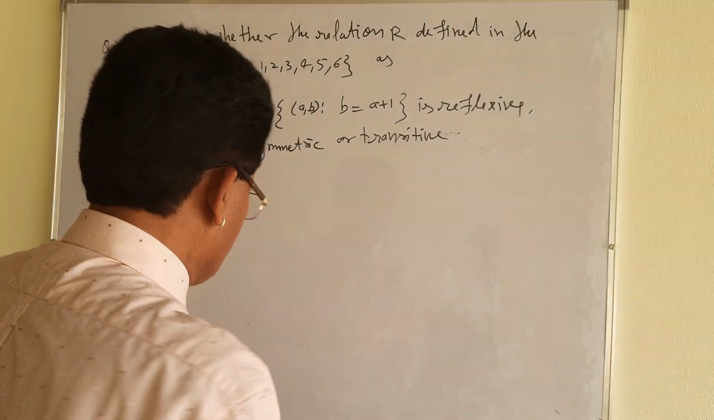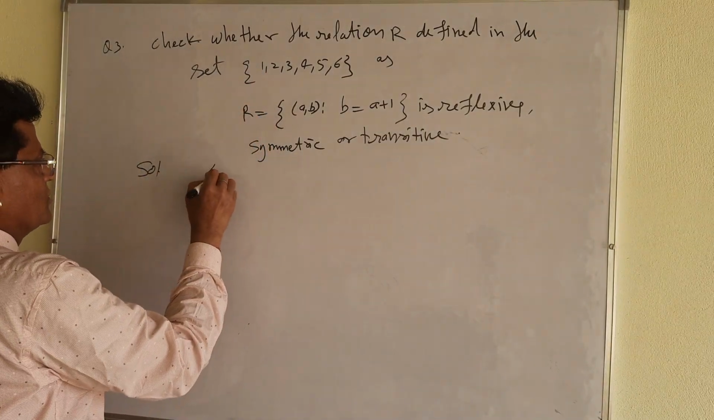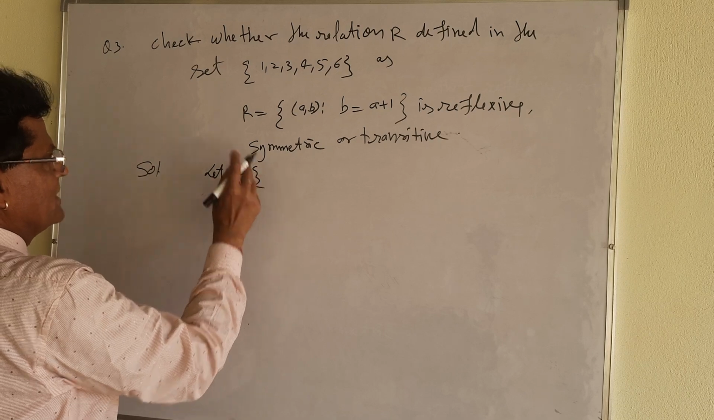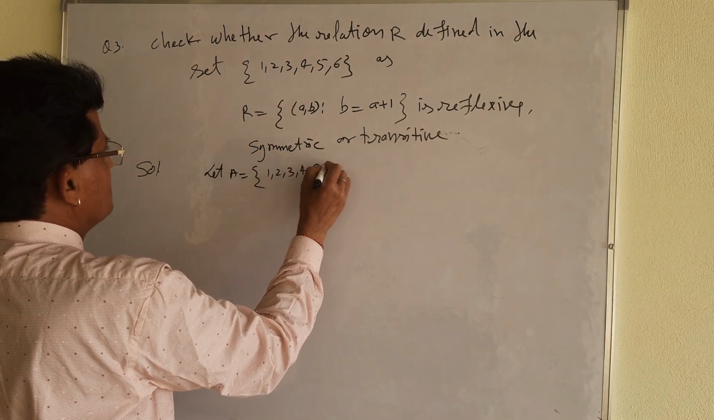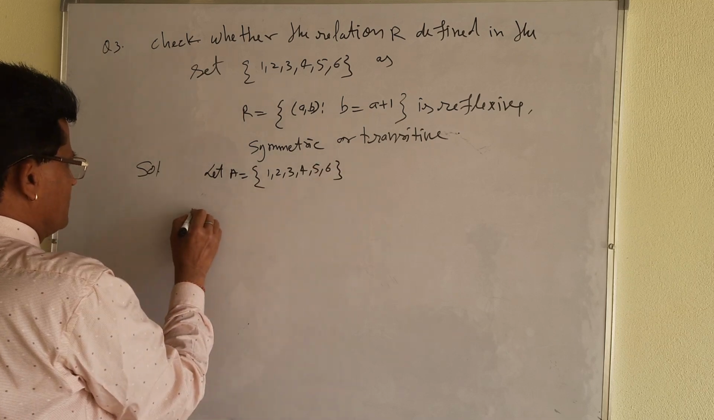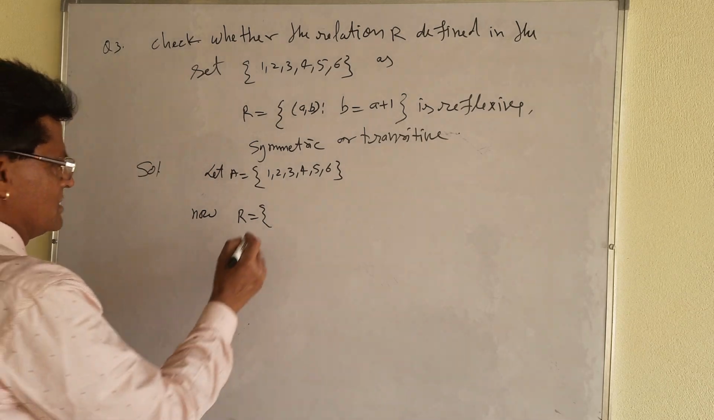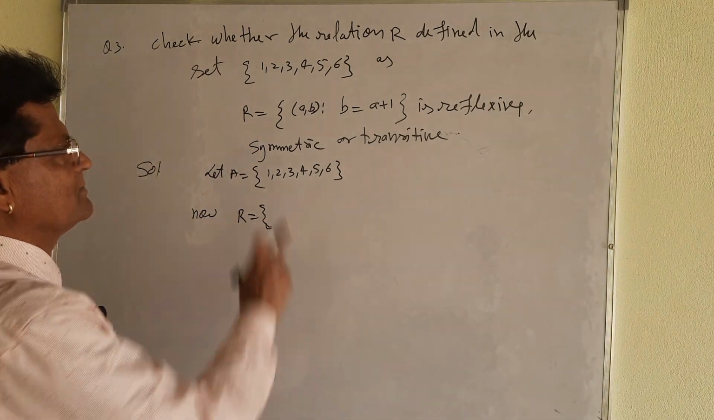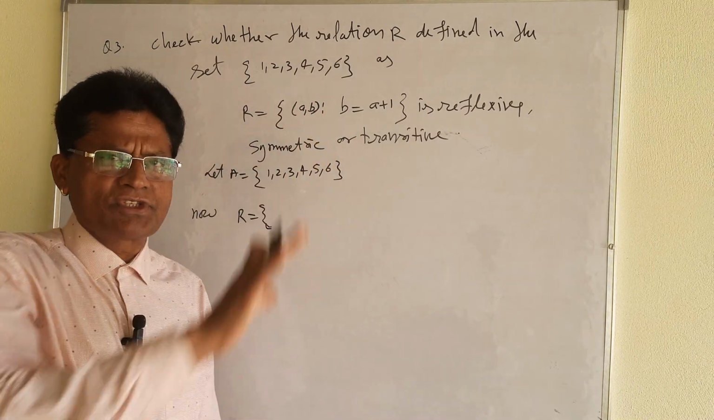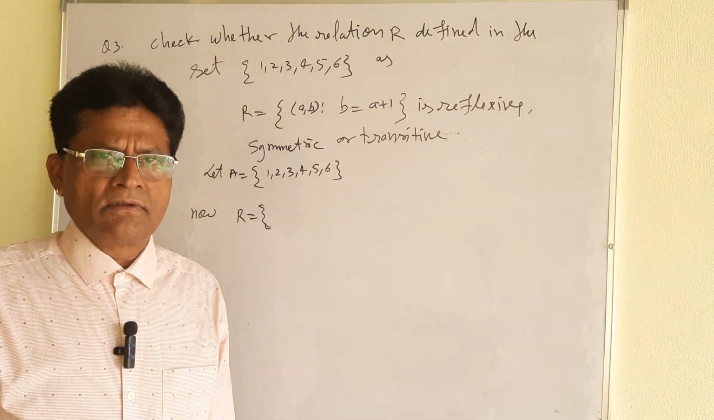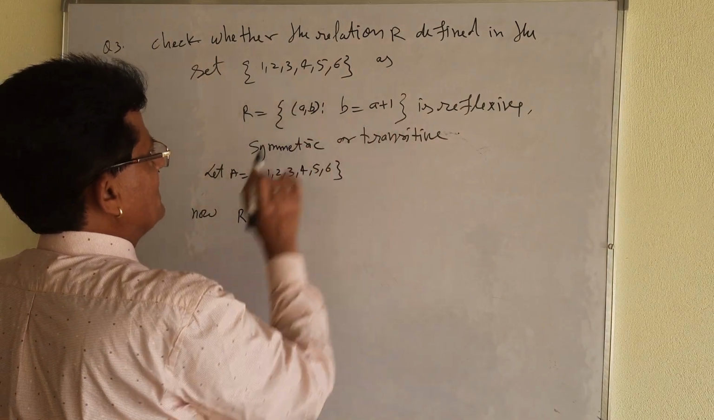See the condition. My dear student, I am going to take A equal to 1, 2, 3, 4, 5 and 6, because I represent the set by A. Now you see the relation R. Form the ordered pairs of the relation as per this condition. The condition is very simple. Several times this question is asked in the CBSE examination or in competitive examinations. You see, A and B is equal to A plus 1.